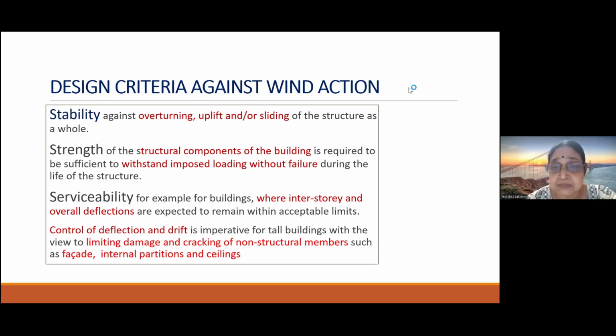Another important aspect is the serviceability. In fact, about the interstory drift, Professor Yoginder Singh was also telling about that during his lecture on earthquake. So that is also quite important with respect to wind action. So control of deflection and drift is also important. Why they are important is that you have to limit the damage and cracking of non-structural members. In the case of a building, apart from the structural members, you have non-structural members. To prevent or limit the damage and cracking of non-structural members such as facade, internal partition, ceiling, etc., that can be controlled by controlling the deflection and the drift. So that part is also important.